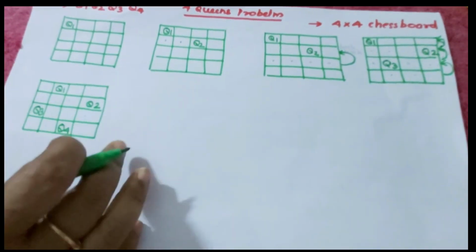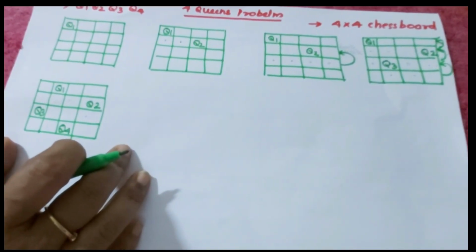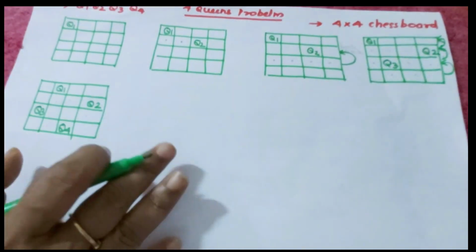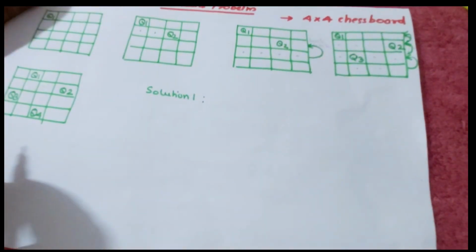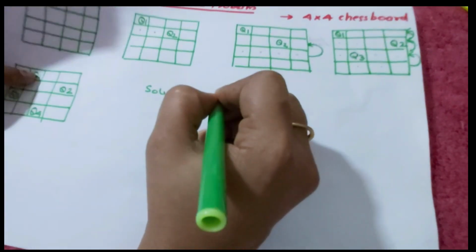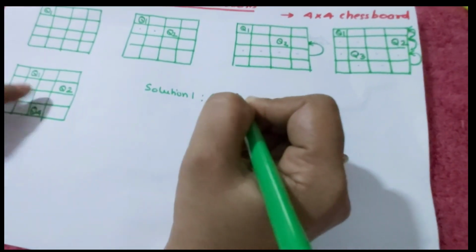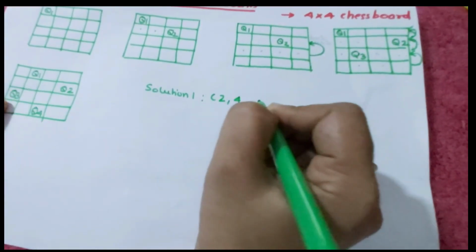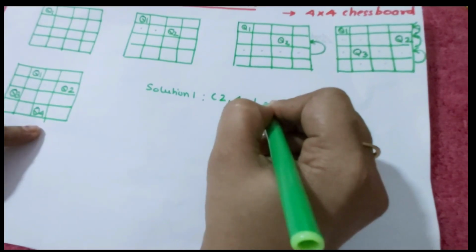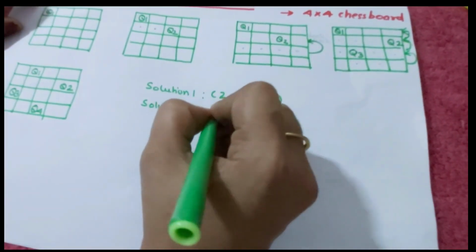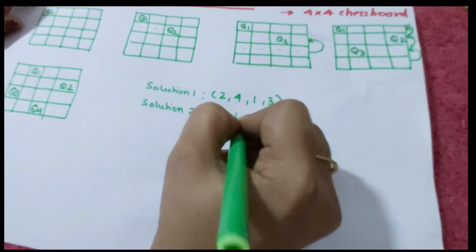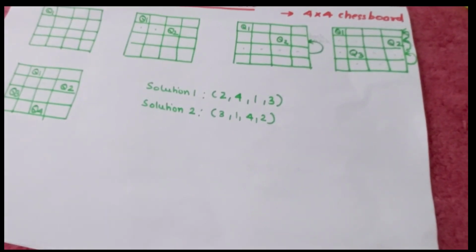So this is the solution for the 4-Queens problem. The 4-Queens problem may have more solutions also. You can check it by yourself. One solution I am going to write here. So solution 1 is 2, 4, 1, 3. This is solution 1. One more solution I am going to tell you is 3, 1, 4, 2. That you can check.